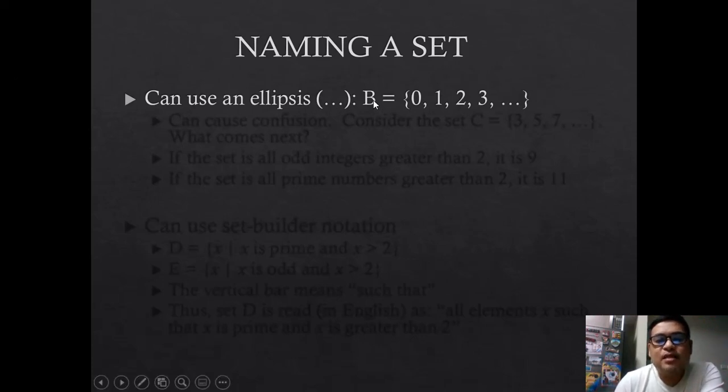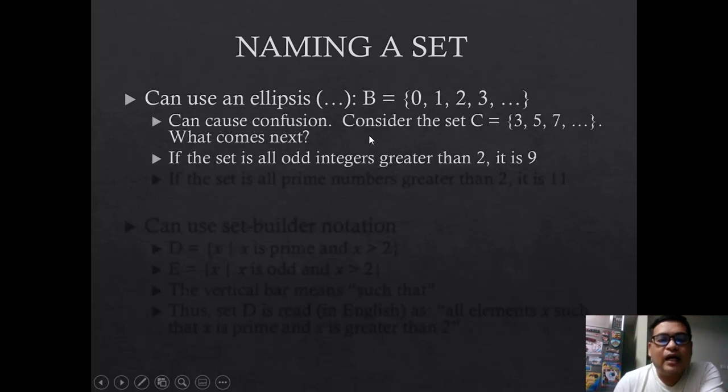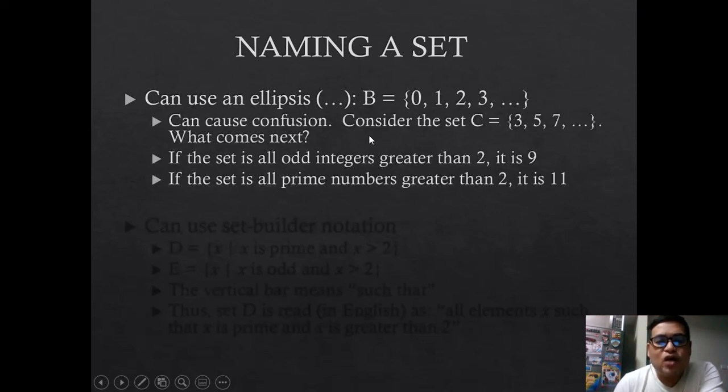Say for example, set B is equal to the set of counting numbers: 0, 1, 2, 3. And instead of writing everything, we use ellipses. It means that this is continuous. Okay? Usually ellipses can cause confusion. Consider the set C: 3, 5, 7. What will be the next number after 3, 5, 7? Sometimes it's confusing. So you just have to look at the patterns.